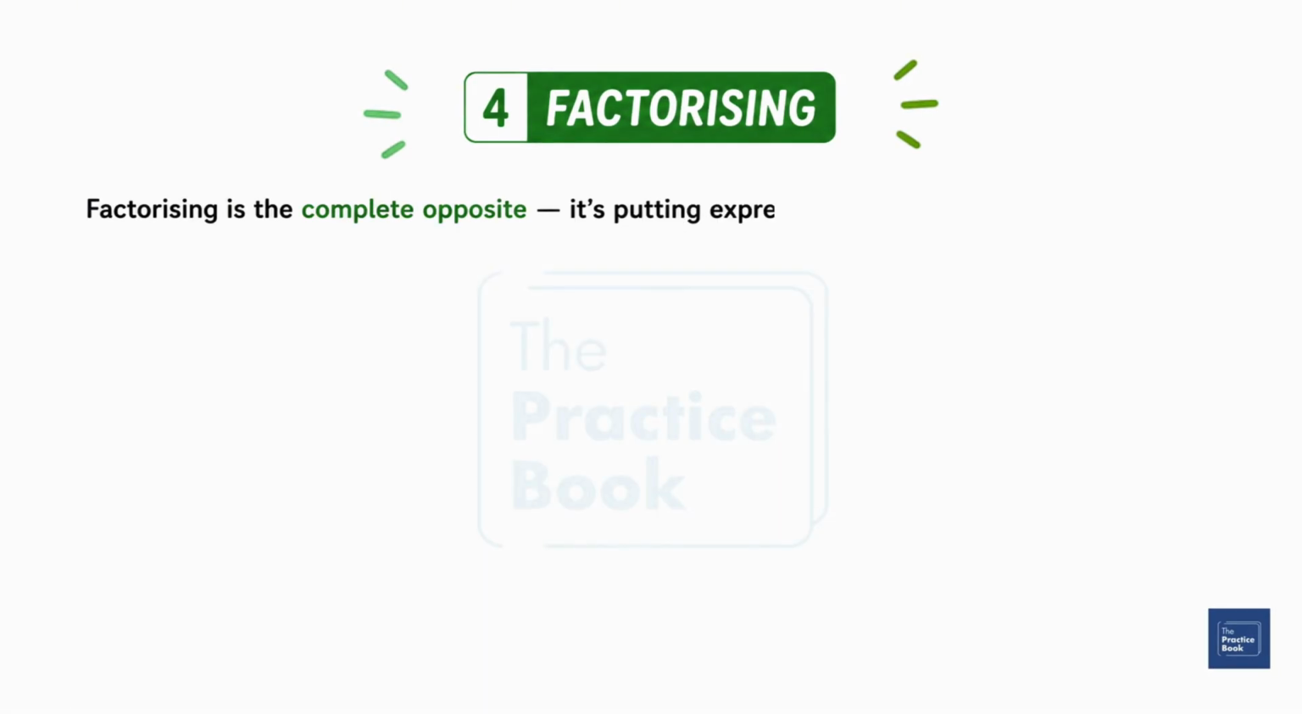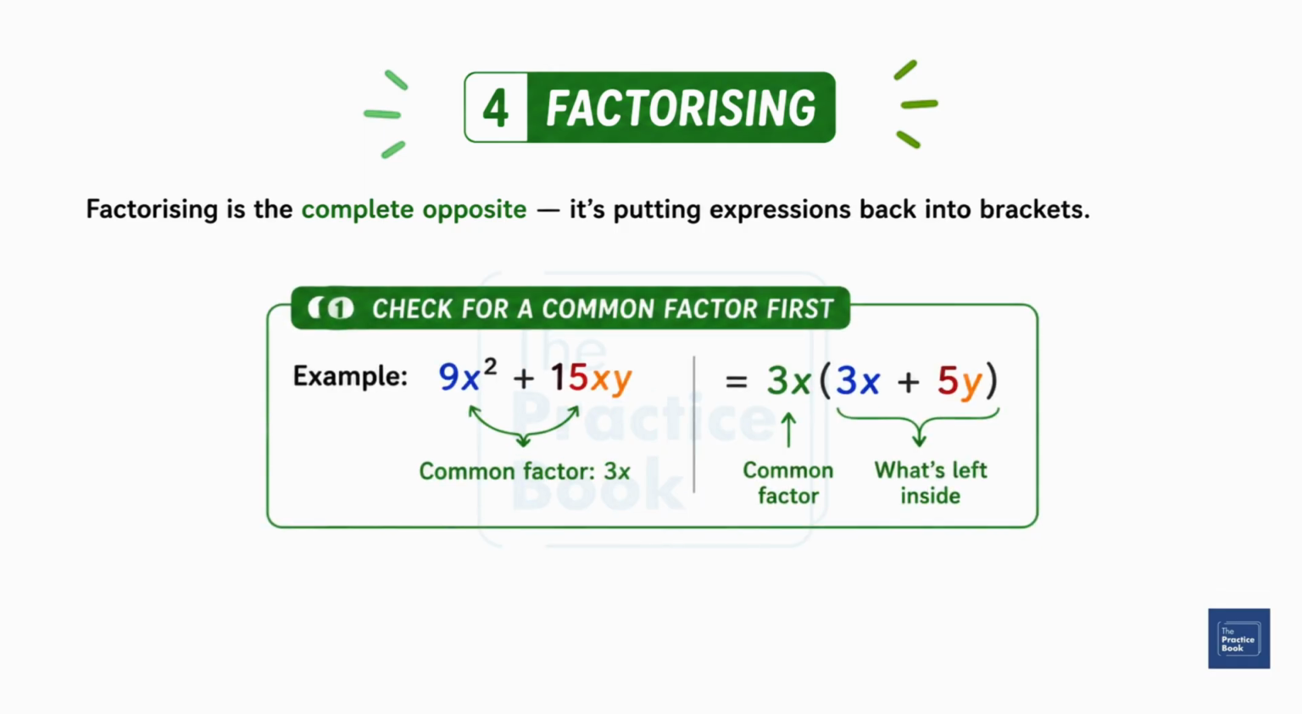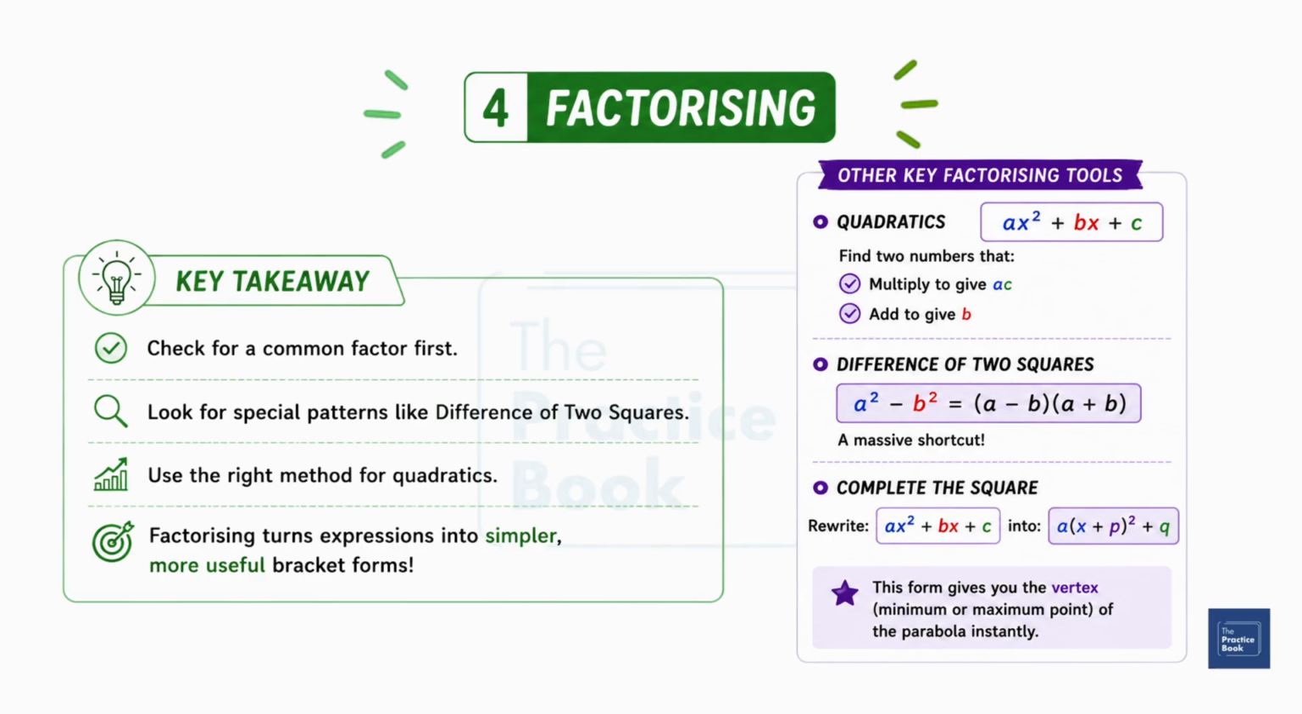Factorising is the complete opposite. It's putting expressions back into brackets. Always check for a common factor first, like in 9x squared plus 15xy, where you can pull out 3x to get 3x(3x plus 5y). For quadratics like ax squared plus bx plus c, you're looking for 2 numbers that multiply to give ac and add to give b. You'll also need to spot special patterns like the difference of 2 squares, which is a massive shortcut.